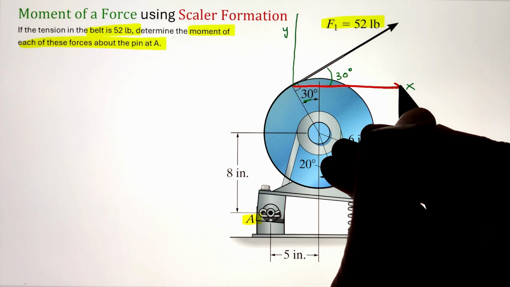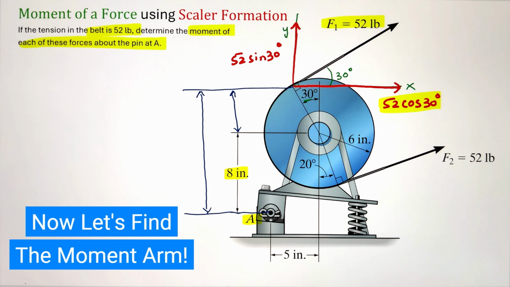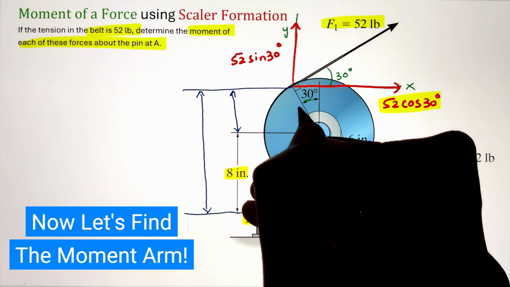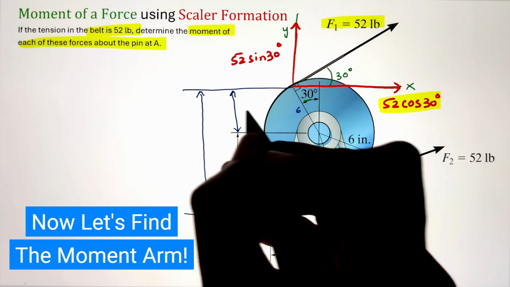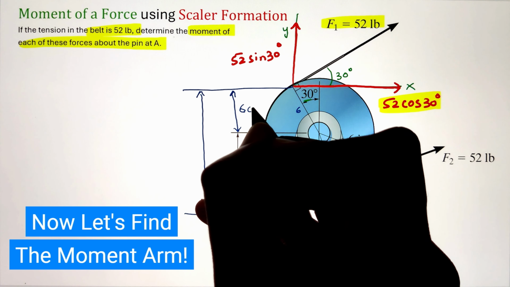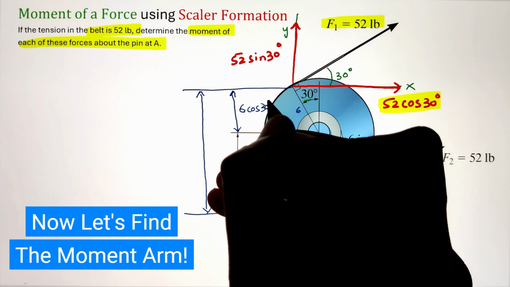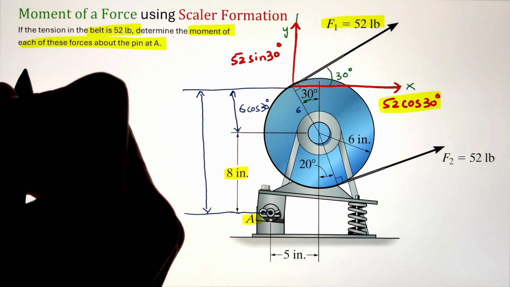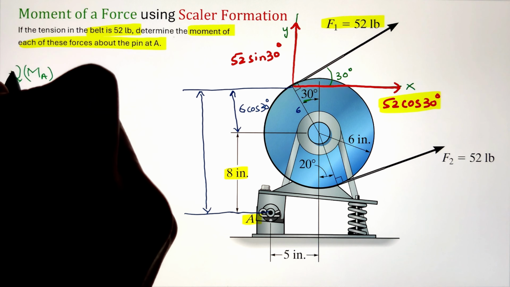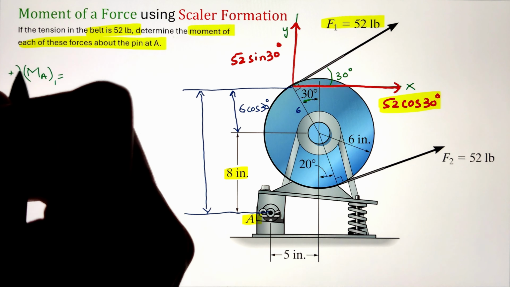Since the force vector is along the x, the perpendicular distance will be along the y-axis. Now here we are given a distance 8 inches from point A to the center of the wheel, whereas the distance above it needs to be calculated. Using the radius of the disc, that is 6 inches, taking the cos function will project it along the vertical axis. So the moment arm in this case will be 8 plus 6 cos 30.